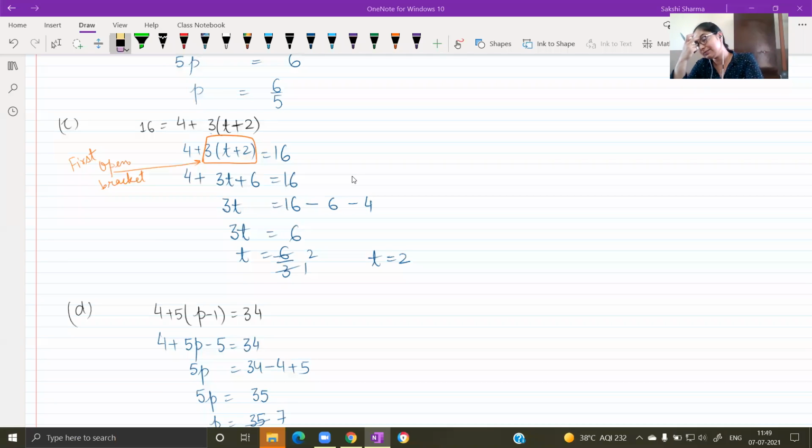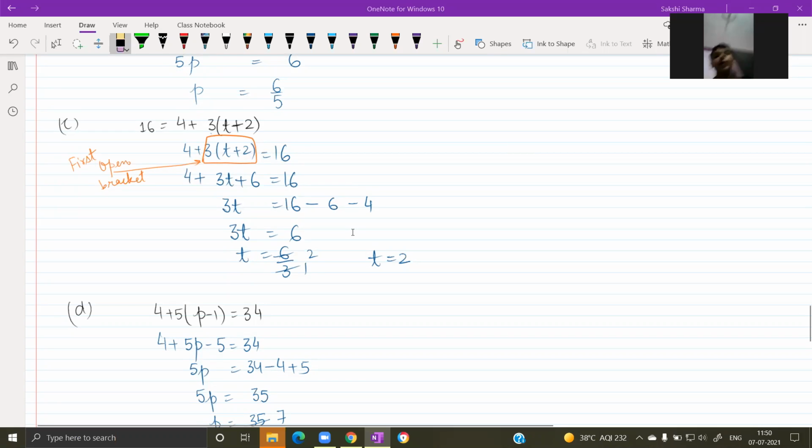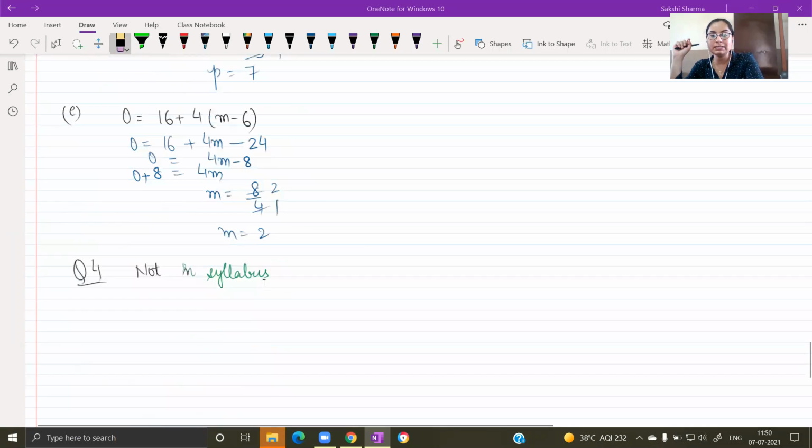Yes, Anad? Ma'am, but in the step where I have not opened the bracket. You have transposed. I know the way you have done it, and that's completely fine. I know there are 2 or 3 ways to do this. It's okay if you have done it like that. All right. So this exercise is complete.